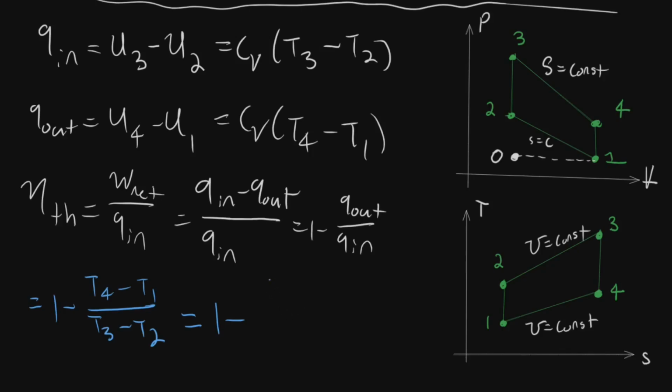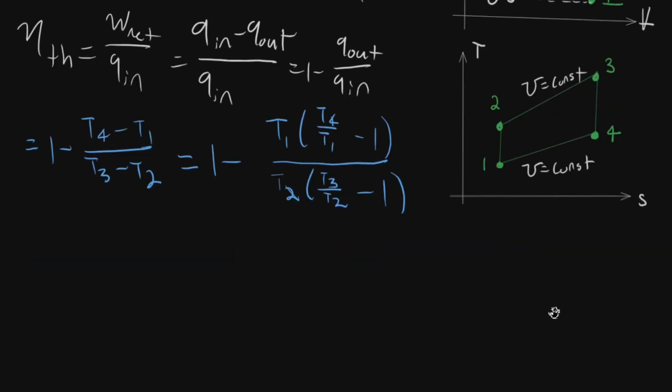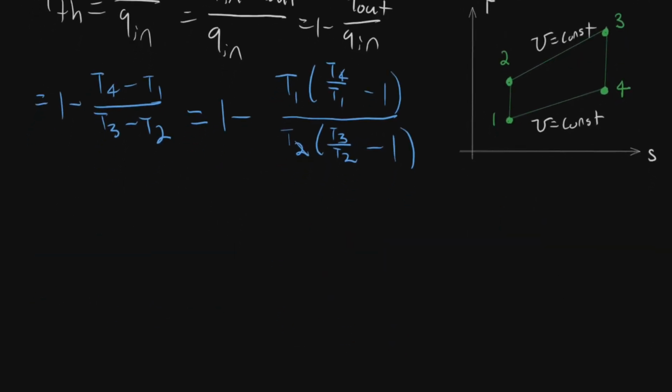So I'll have 1 minus T1 times T4 over T1 minus 1 over T2 times T3 over T2 minus 1. And the reason is because now they're all in terms of fractions. And the reason that we want that is because we're going to pull in those isentropic equations we talked about in the entropy episode. So if you remember, in the entropy episode, we had our T1 over T2 for isentropic.